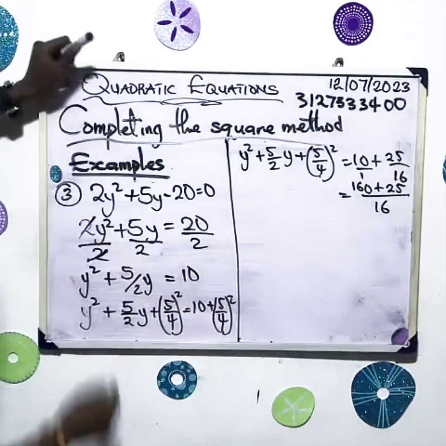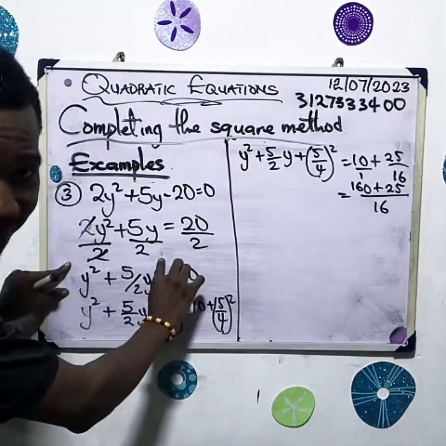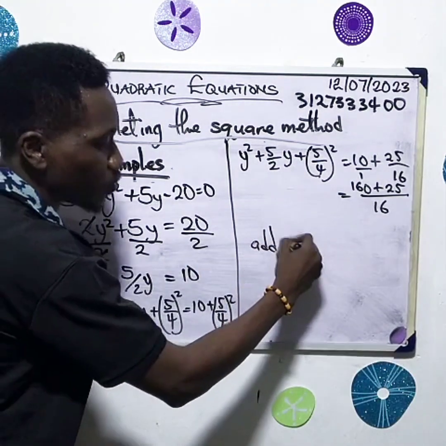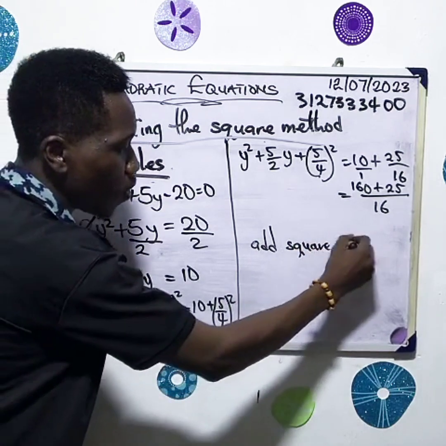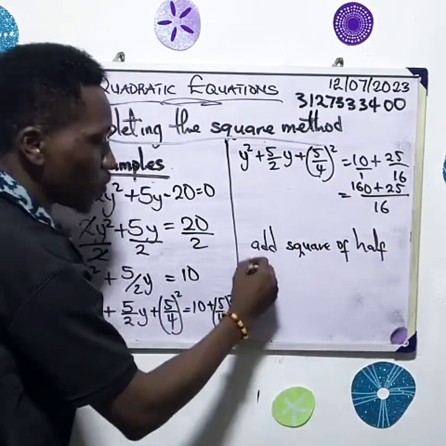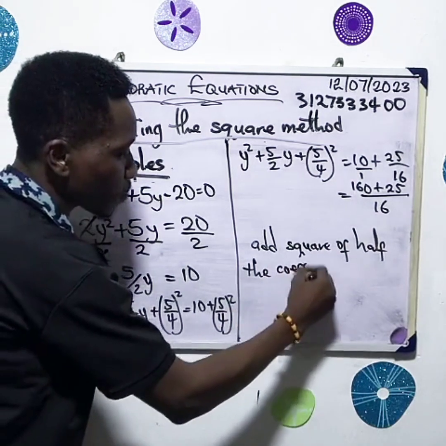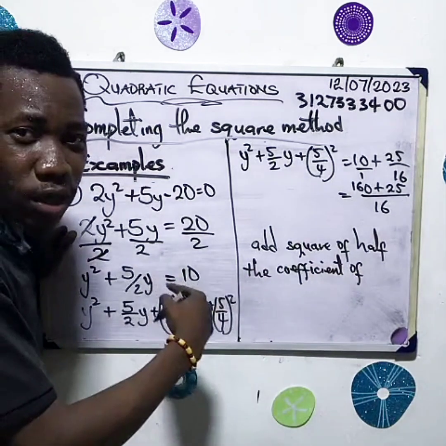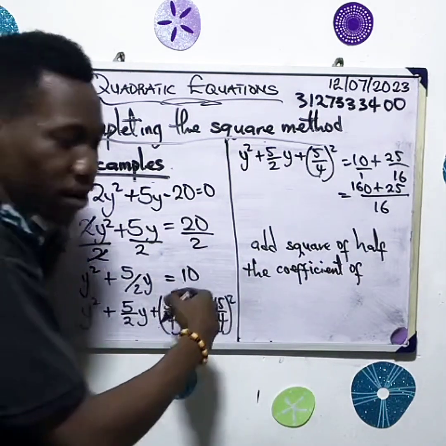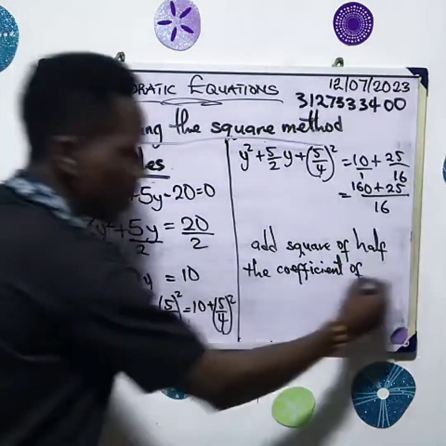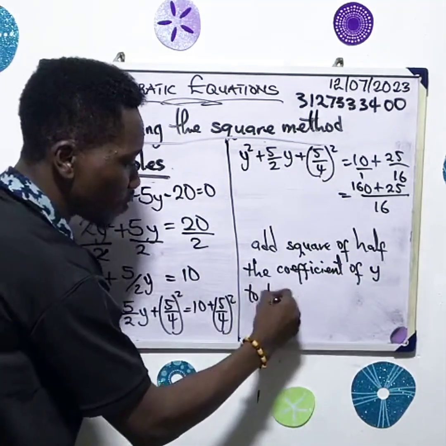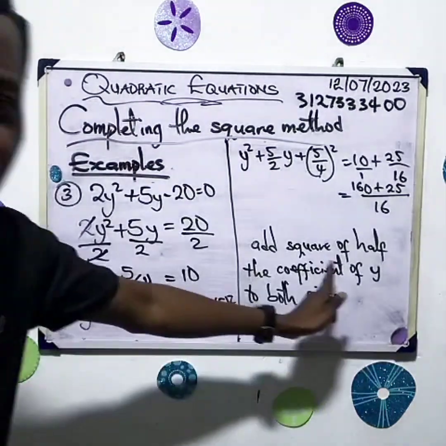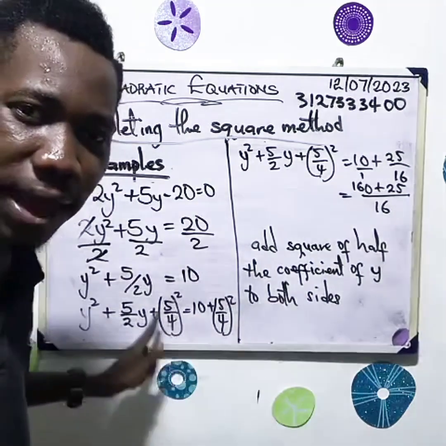Okay, let me just explain this. Here, I said you will add, let me write it out, the square of half the coefficient of the variable. It could be x, it could be y. In this case, it is y. So add the square of half the coefficient of y to both sides.